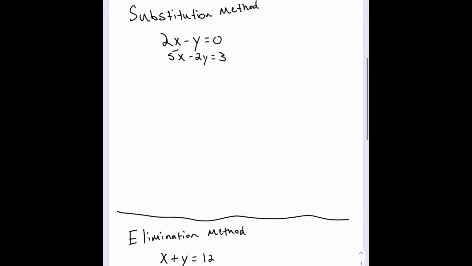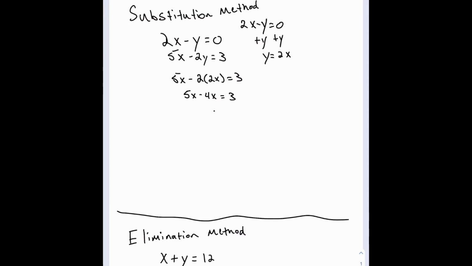What we want to do first, for the substitution method, is put one of these equations in the form of one variable in terms of the other. What I mean by that is I want to say either x equals something or y equals something. In the first equation, 2x minus y equals 0, this is relatively easy because we can just add a y to each side and we're left with y equals 2x. Now that we know y equals 2x, we can substitute it into our second equation, and we get 5x minus 4x equals 3.